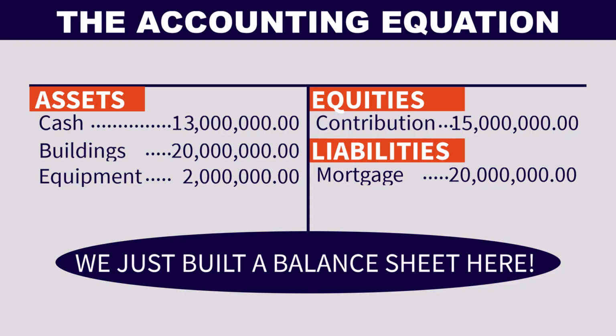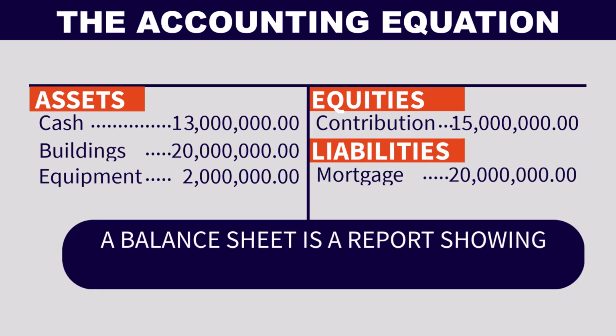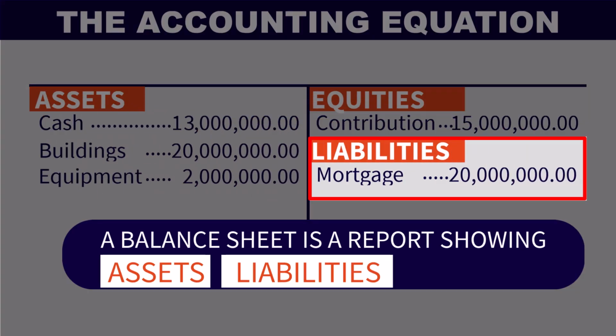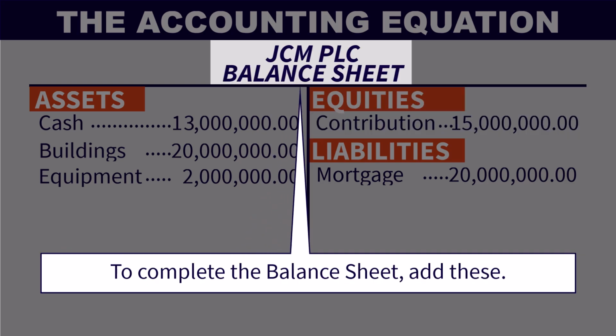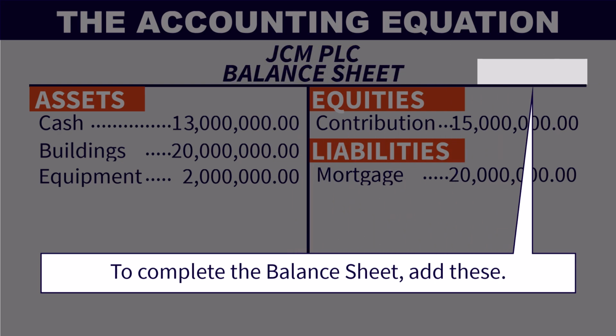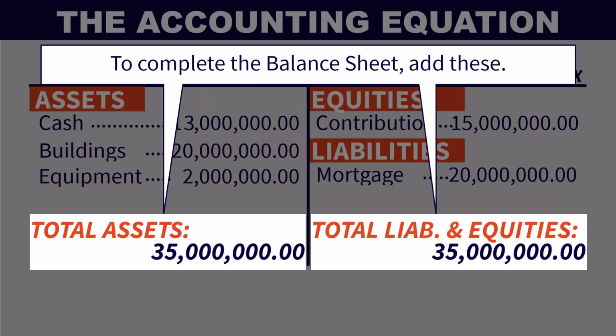Now, what we've built here is the balance sheet of JCM PLC. A balance sheet is a report on a specific day showing assets, liabilities, and equities. To make this balance sheet complete, all we have to do is add a title at the top, the specific date it was prepared on, and the total or sum of the amounts on each side.